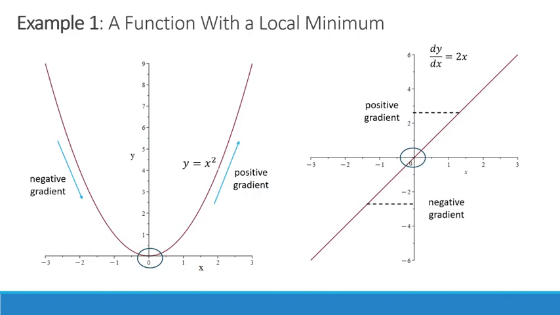Now we're going to look at the second derivative. As the second derivative is positive, this means that the gradient is increasing about the stationary point, so this must be a minimum.